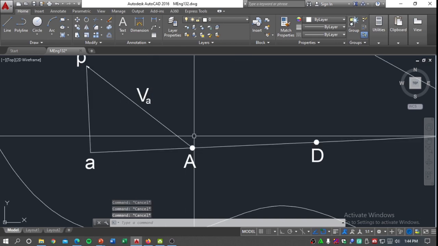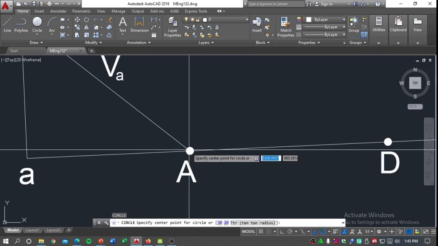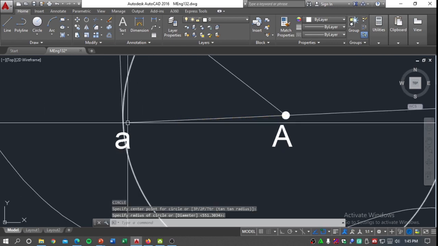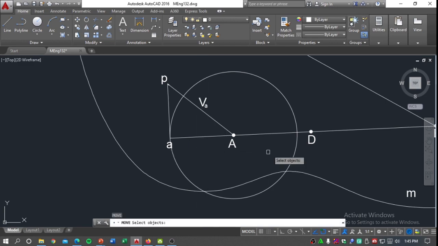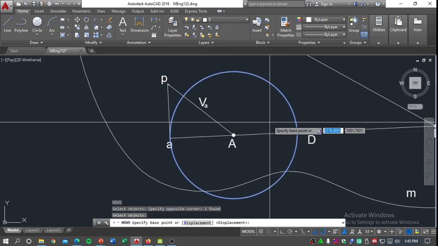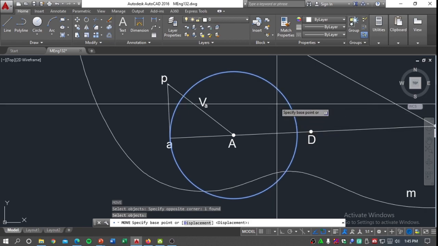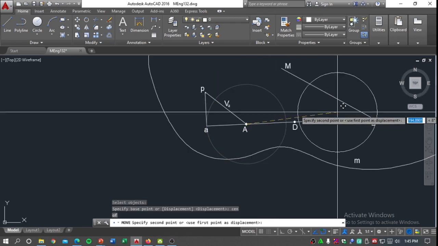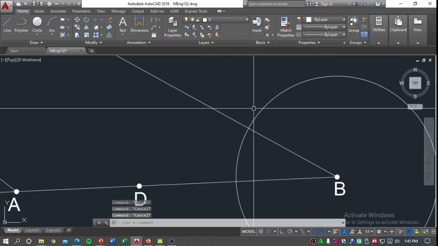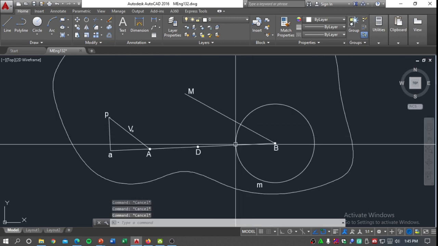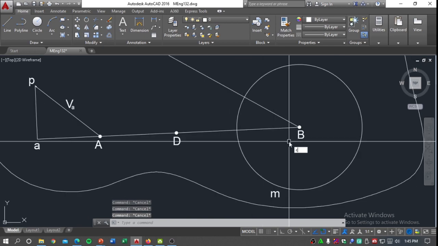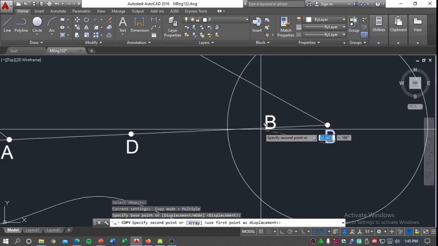What we're going to do is draw a circle where the radius is equal to the length of AA. We just have to simply move this to point B. So this intersection is now point B.